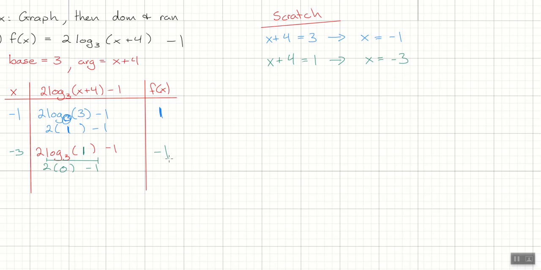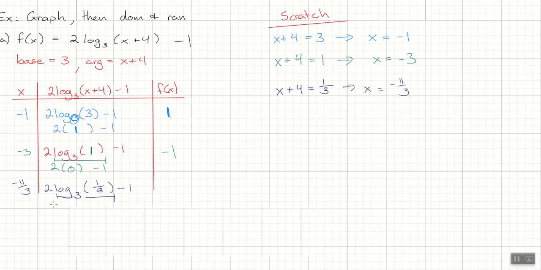Okay, I want you guys to do the last one in this lovely dark blue color. X plus 4 better be equal to something. I'm going to give you a moment. 3 to what power is 1/3? So this is 2 times negative 1 minus 1. Negative 2 minus 1. Negative 3. Right? Negative 2 minus 1 more.